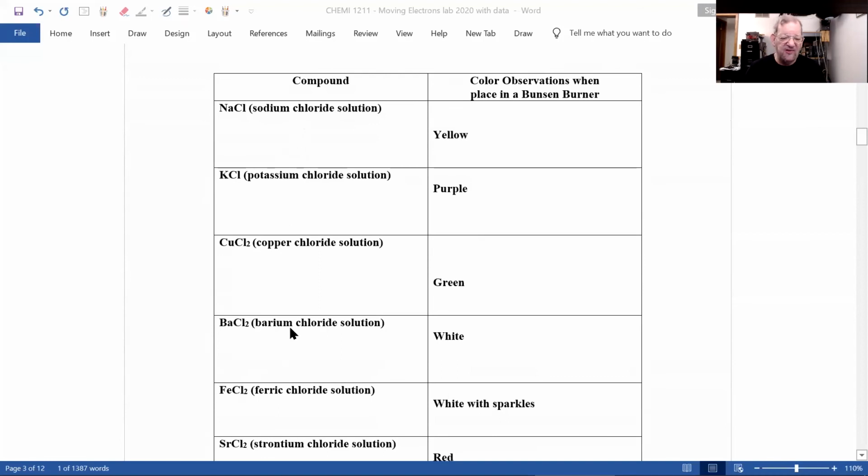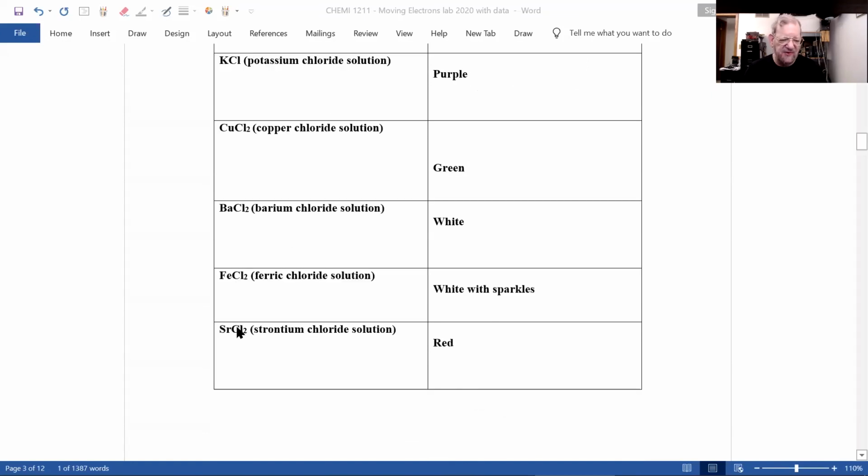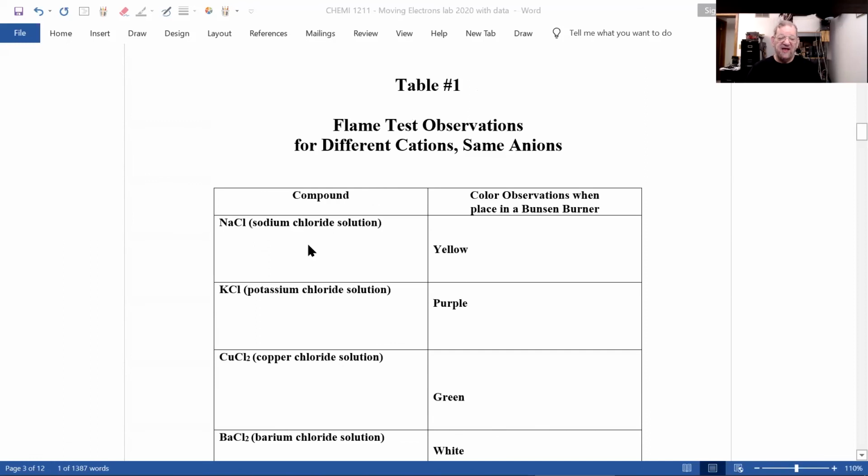And notice all these have the same anion, Cl minus, but the cation, Na plus, K plus, copper plus 2, and barium plus 2, ferric plus 2, strontium plus 2, those are all the cations changed. Now, what causes the color? The cations or the anions? Well, let's do part 2.